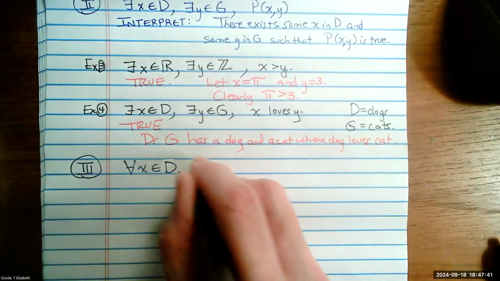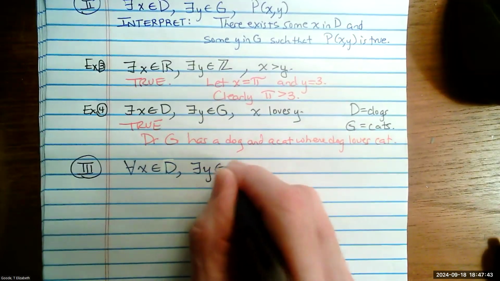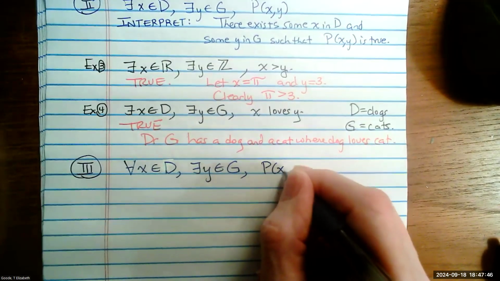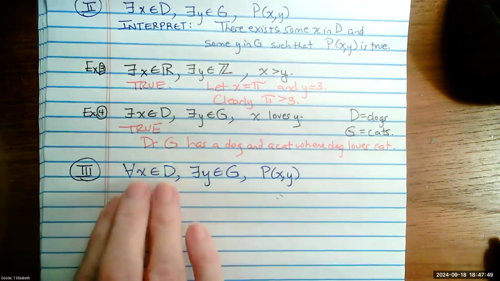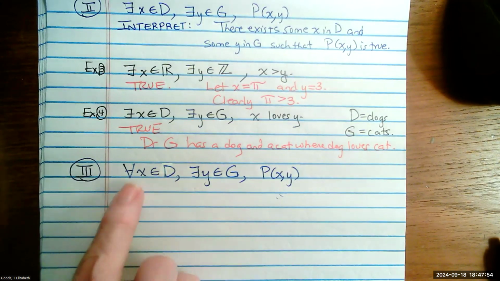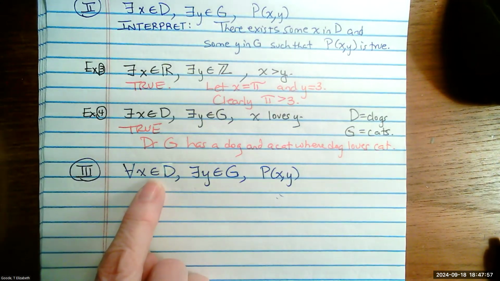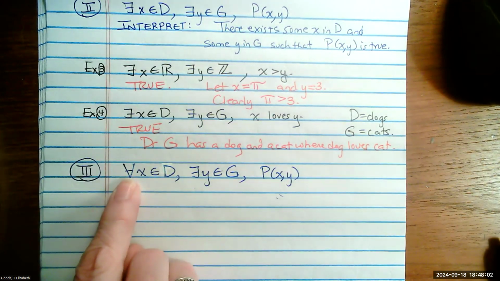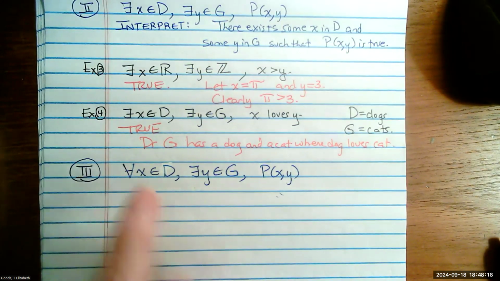For all x in D, there exists a y in G such that P of x, y. Okay. Now, what we learned on Monday is that there are lots of different phrases that can be used when we are talking about a universally quantified object. We can say every, we can say for all, but we can also say each. And that's the way I think that you would be best served when you're trying to interpret this statement.